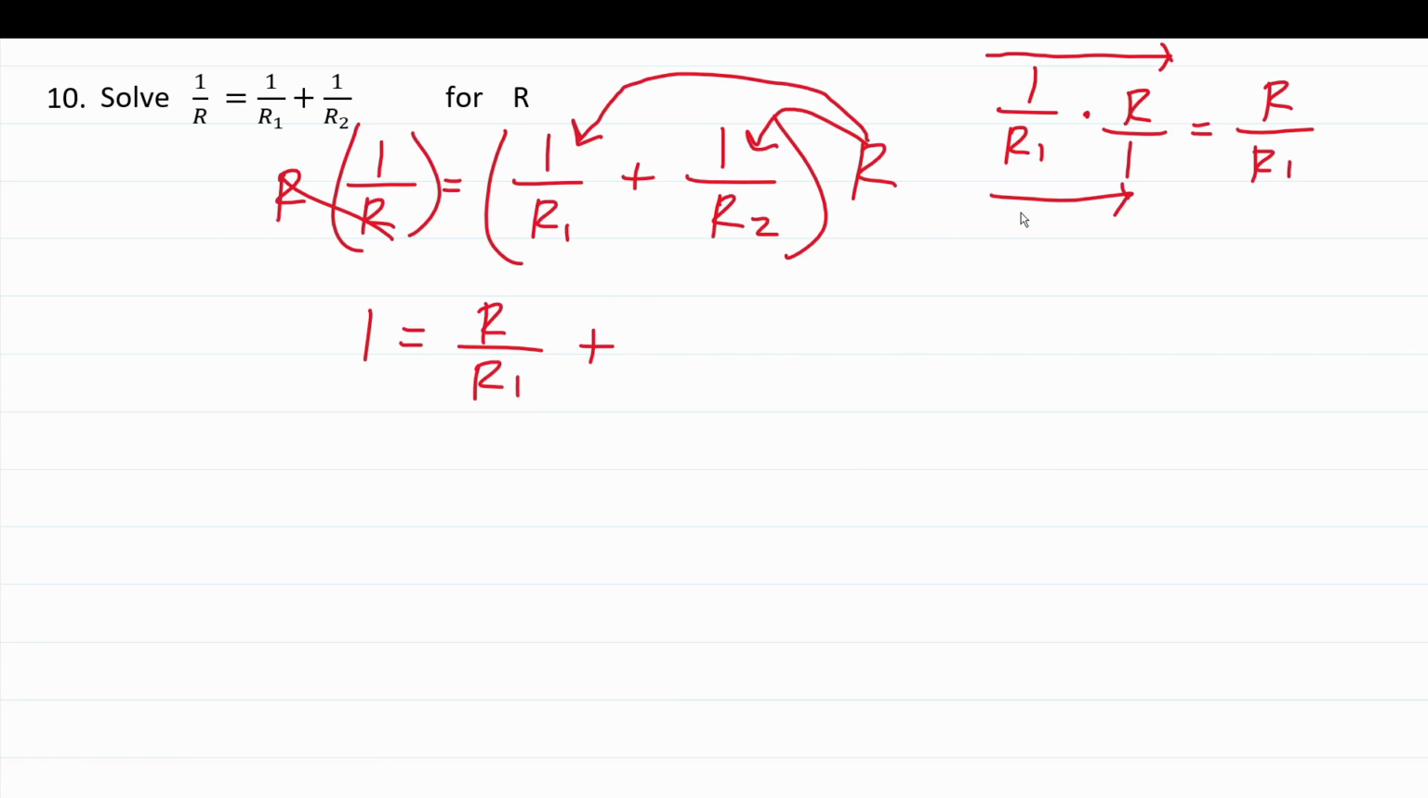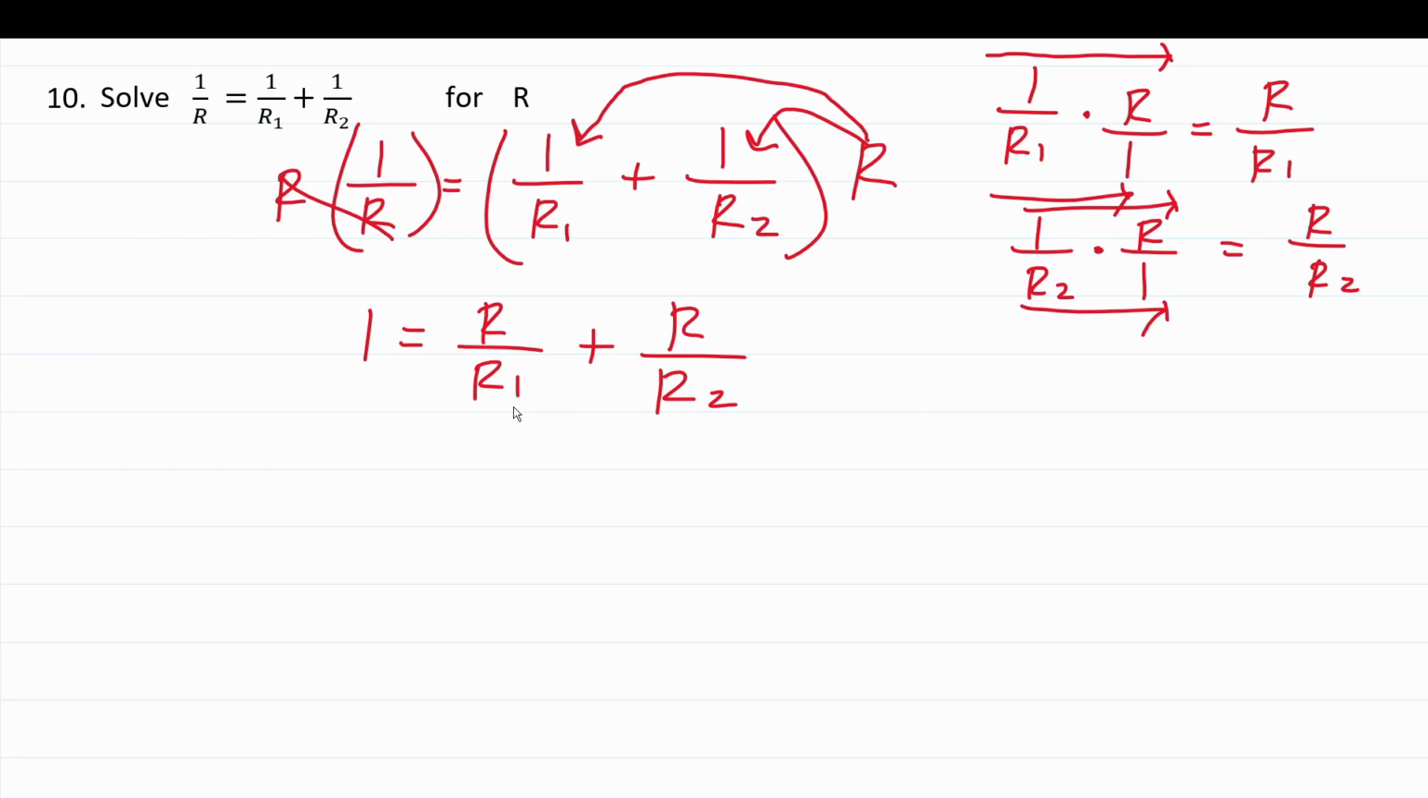This is going to be the same thing. We have 1 over r2 times r. Let's write r over 1 and then multiply straight across as we normally would. 1 times r is r. r2 times 1 is r2. So this is plus r over r2.